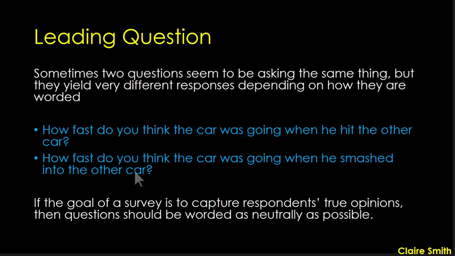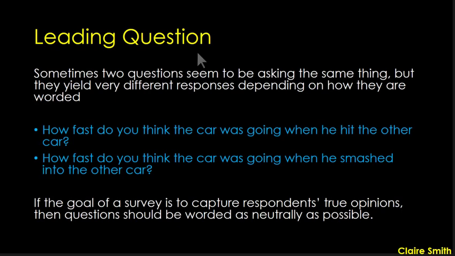So these are examples of open-ended questions, right? But we could change this into a forced choice where you're giving them like 10 to 20 miles per hour, 20 to 30, right? Give them different speeds. Regardless of how we ask the question, we want the question itself to be as neutral as possible. Okay, if it's not neutral, then it's considered a leading question.